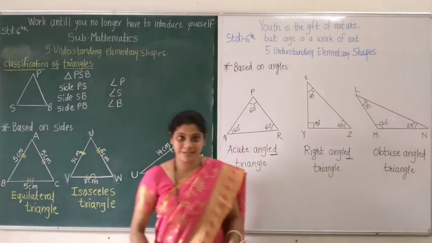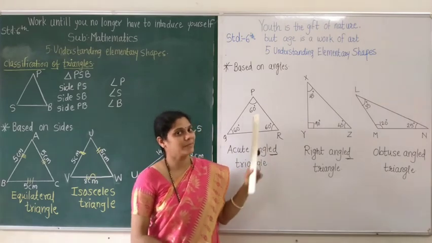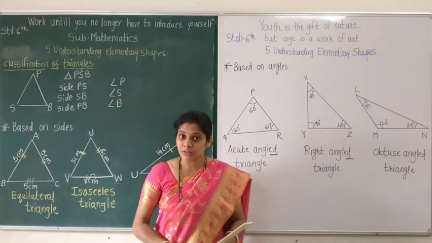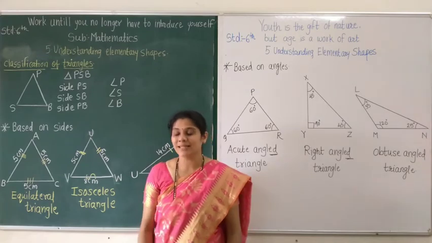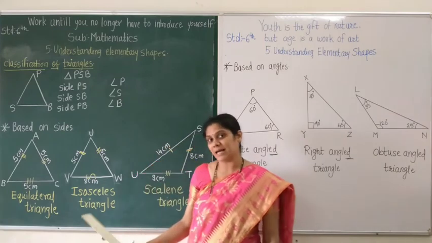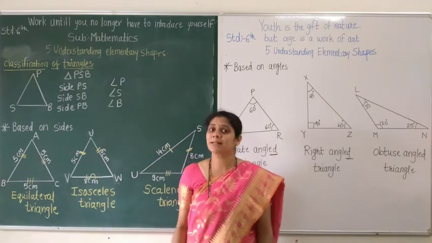So in this way, with the help of their sides and their angles, we can classify the triangles. If all three sides are equal, that means it is an equilateral triangle. If only two sides are equal, it is an isosceles triangle. If all the sides have different measurements, that means it is a scalene triangle.